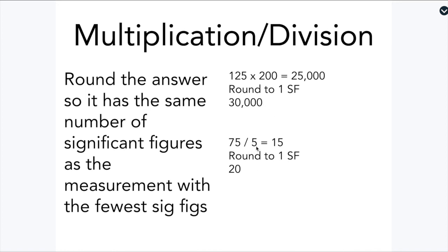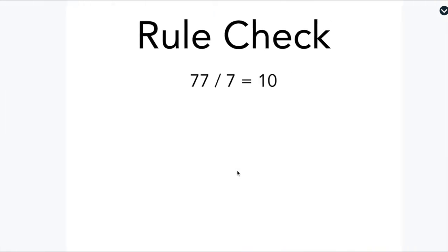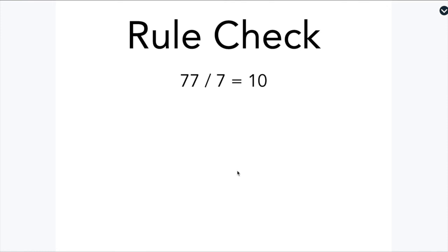75 divided by 5 equals 15. 75 has 2 sig figs, 5 has 1 sig fig, therefore we round our answer to 1 sig fig, which would be 20. All right, what is 77 divided by 7? Go ahead and calculate your answer, pause the video, and when you're ready, start again. 77 divided by 7 would equal 11 normally. However, 77 has 2 sig figs, 7 has 1 sig fig, so we have to round our answer from 2 sig figs to 1, and so our answer becomes 10.